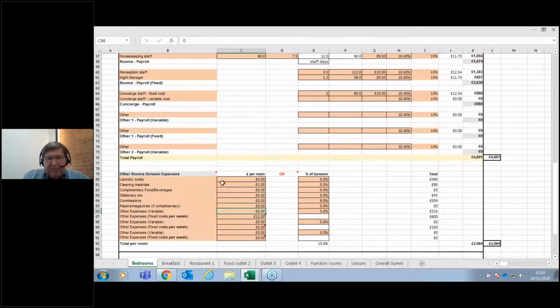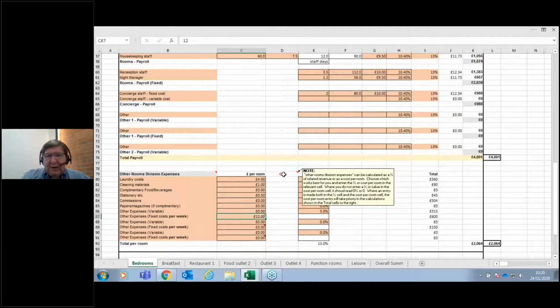There are also some fixed costs per week that you can add in. And again, this may be, for example, if you offer satellite television or Sky TV in your rooms, for the sake of argument, and it costs you £12 per room per week, you would enter that in there. As I say, alternatively, you can put a percentage in.